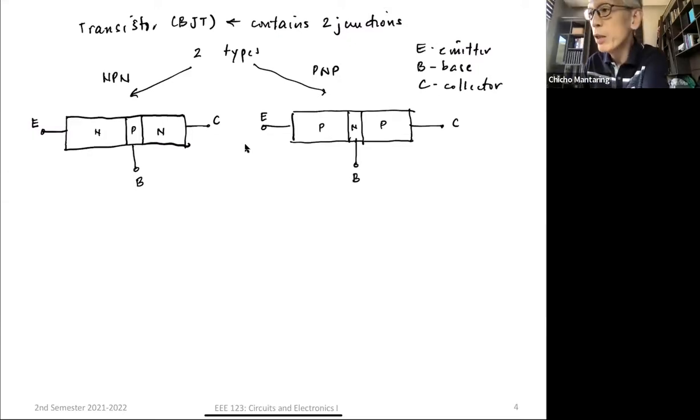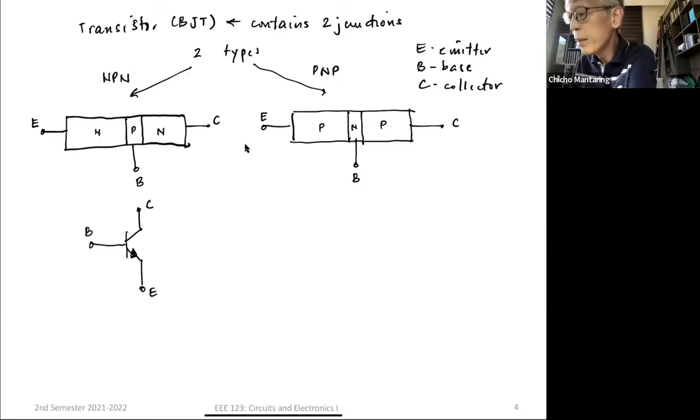Okay, the circuit symbol for an NPN looks like this. This is my collector, this is my base, and this is my emitter. And the circuit symbol for a PNP looks like this. This is my collector, my base, and my emitter.